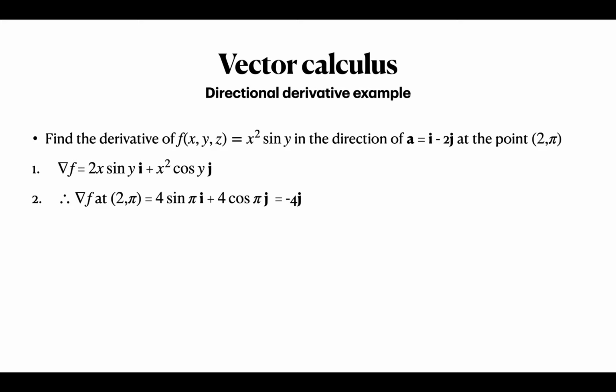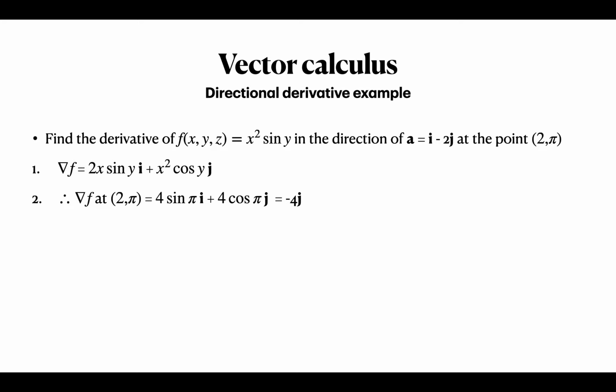And then you get the gradient of f at the point that you're interested in, (2, pi). So you replace x by 2 and y by pi. And when you do that, because sine of pi is 0 and the cos of pi is minus 1 and x is equal to 2, you get minus 4j. All right? Because sine of pi is 0, cos of pi is minus 1.